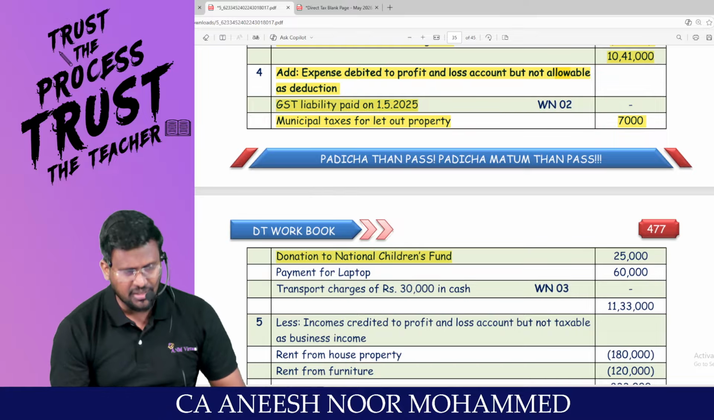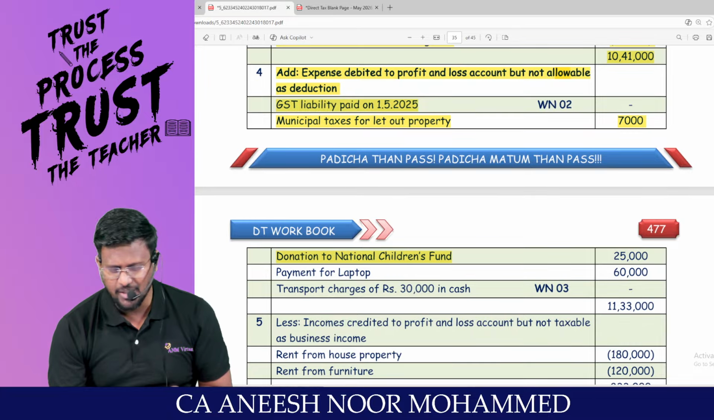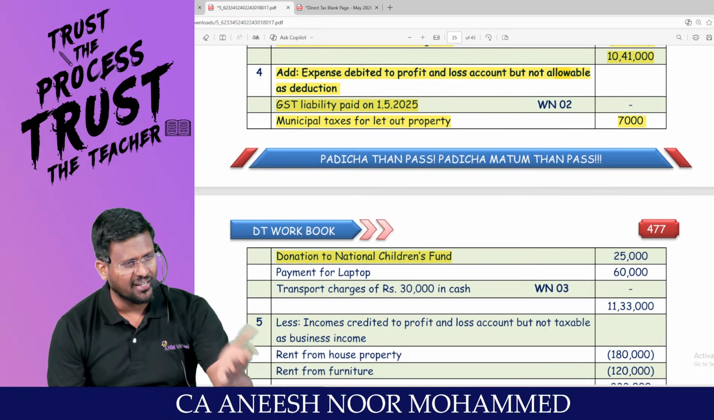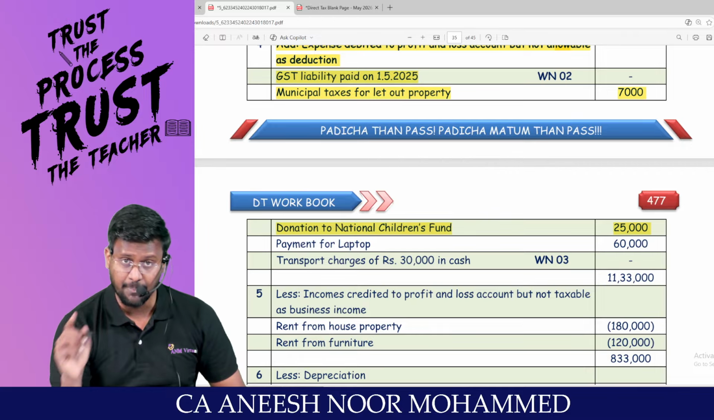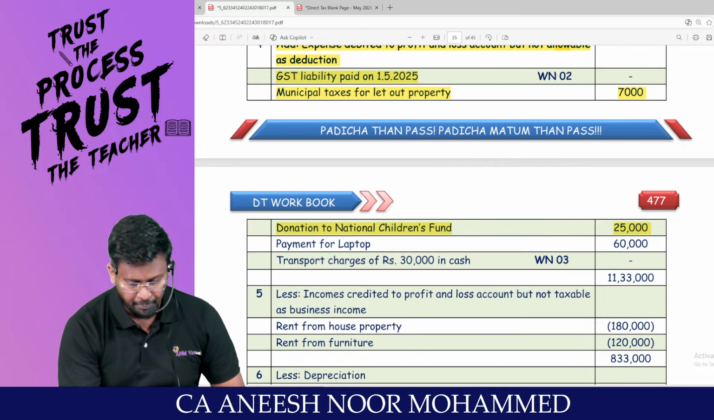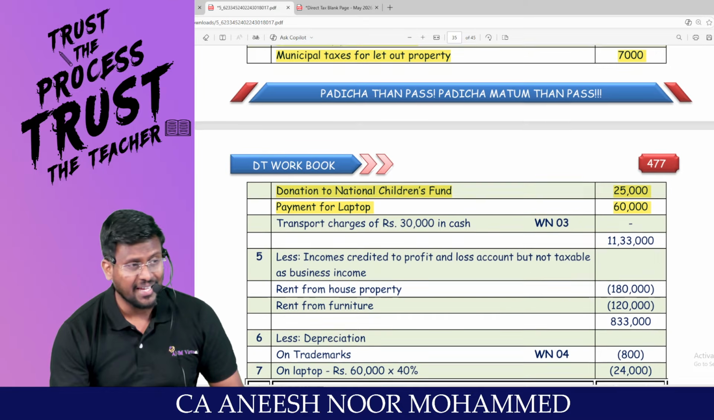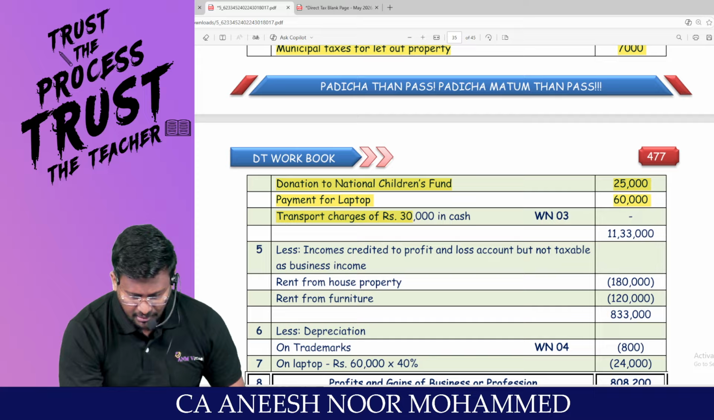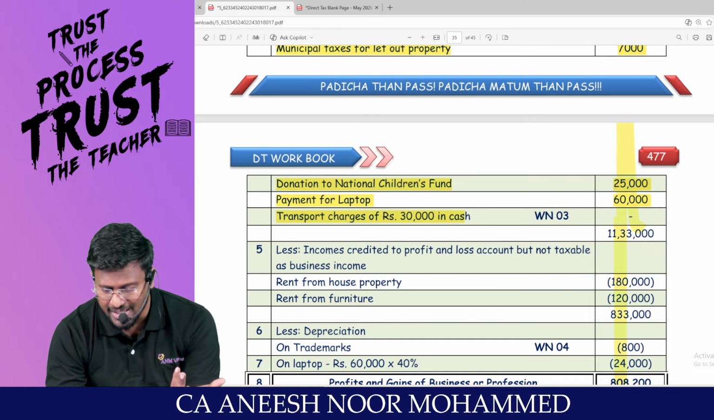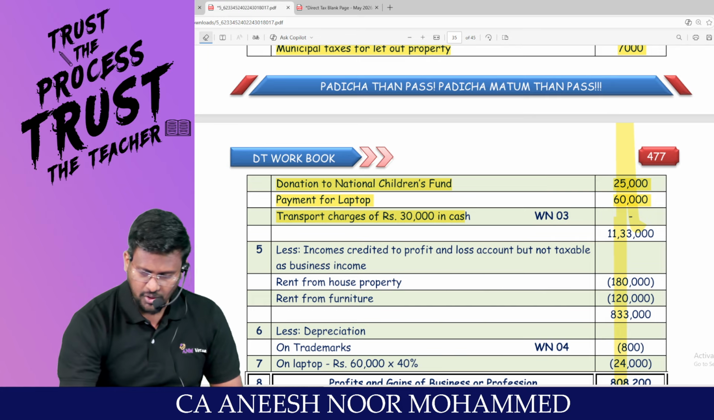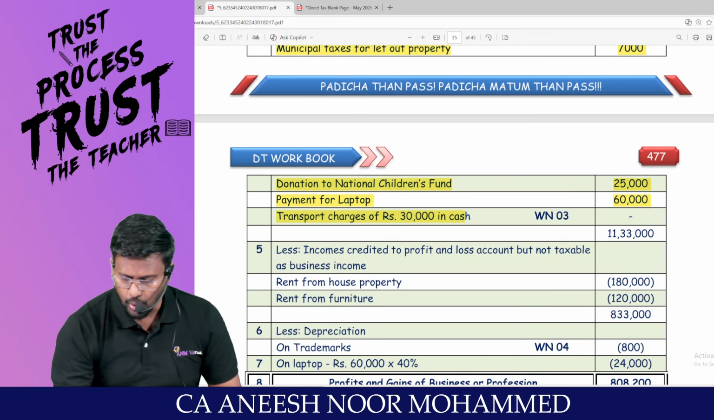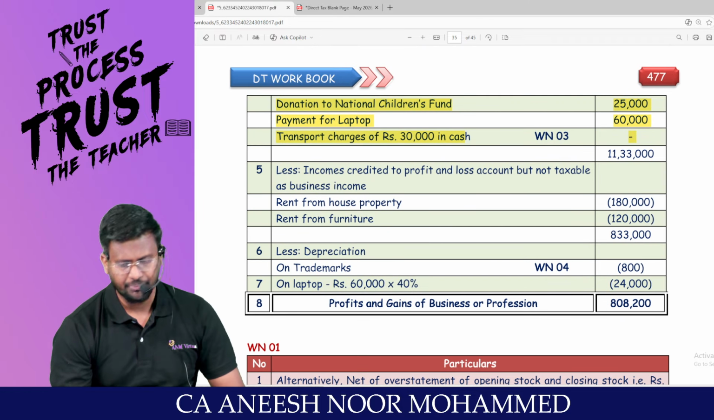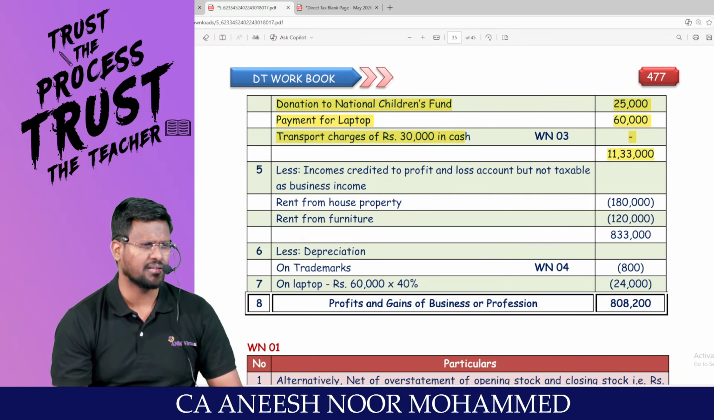Donation to National Children's Fund. Sir, this is not a business expenditure. This is charity. It should not be debited to the P&L account as a business expenditure, so it should be added back. Payment for laptop is a capital expenditure, but depreciation on laptop will be allowed as a deduction. Transport charges 30,000: no disallowance will come. Why? Because for a GTA, in a single day to a single person, you can pay up to the limit. Subtotal is 11,33,000.